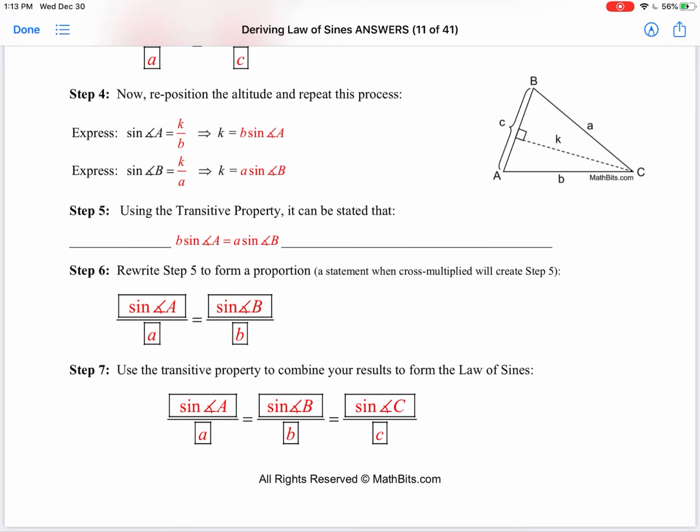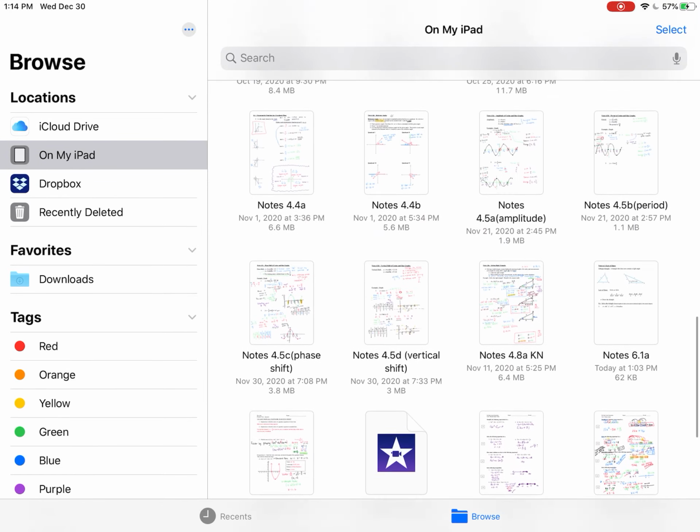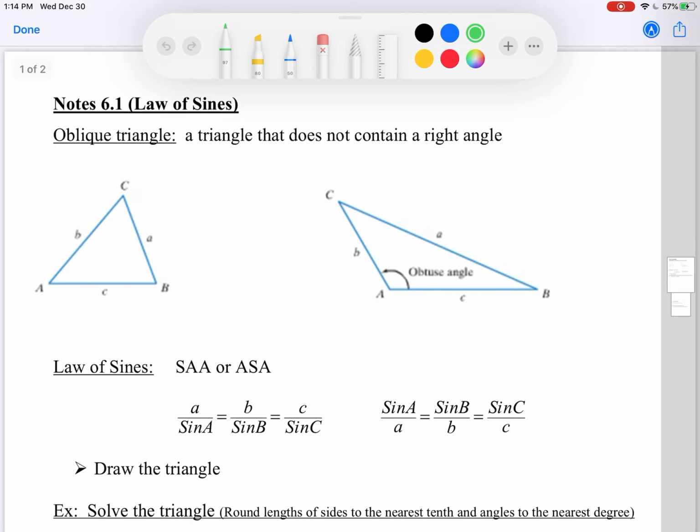So we're going to get going on our notes, 6.1. All right. And just as a reminder, we are only doing law of sines today because they are not right triangles. So SOHCAHTOA, which you guys have known since semester 1 or even geometry, SOHCAHTOA can only be used with right triangles.